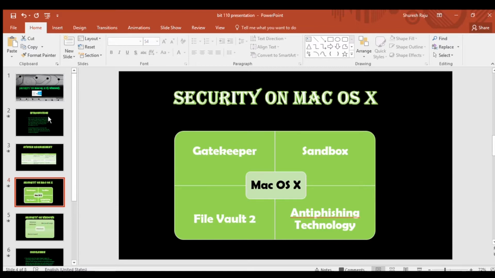Last but not least, anti-phishing technology. Anti-phishing technology in Safari is very important because there are now so many fake sites created by hackers to steal your credit card information or your important usernames and passwords, in order to steal your information and your money. So anti-phishing technology makes sure that if you ever mistakenly visit a fake site, Safari will block or disable the page and show you an alert message.